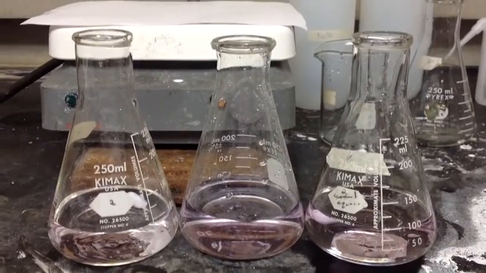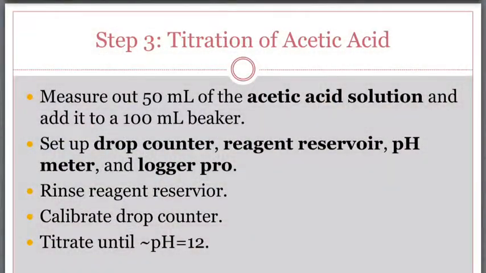Repeat the process 2 more times. In step 3 of our procedure, we'll be titrating the acetic acid. You'll be using a solution of acetic acid that was already prepared for you and is of an unknown concentration. You'll measure out 50 milliliters of that acetic acid solution and add it to a 100 milliliter beaker. We then want to set aside that beaker while we calibrate the drop counter and set up our apparatus.